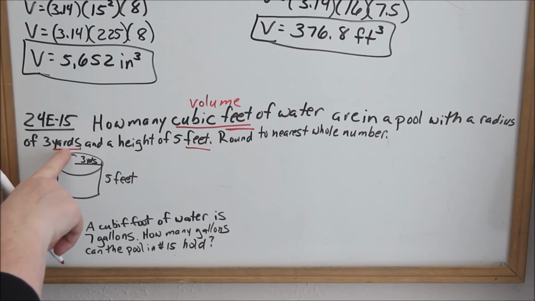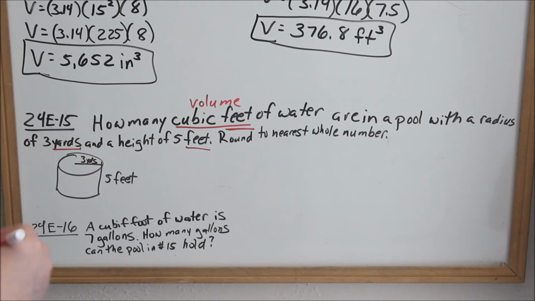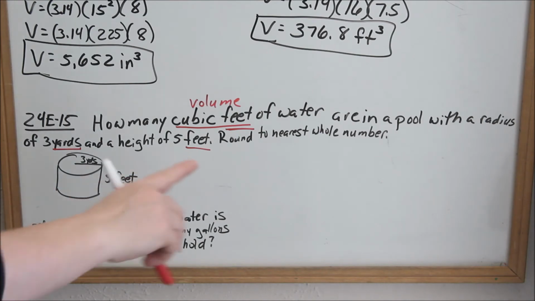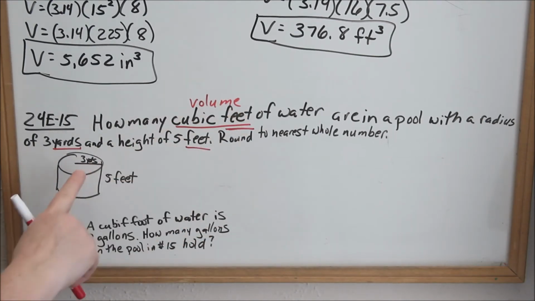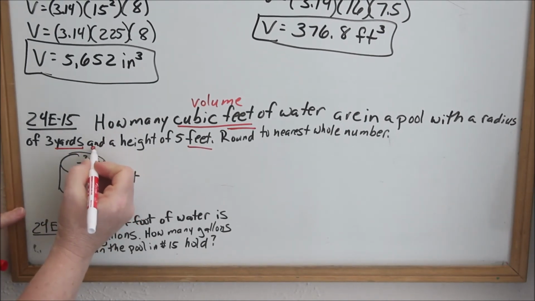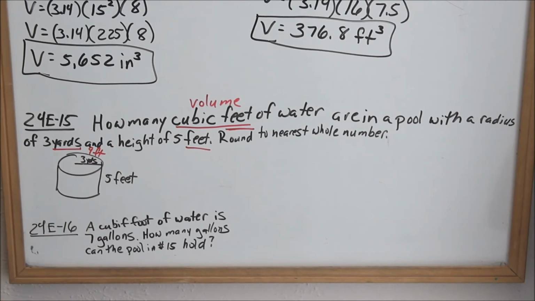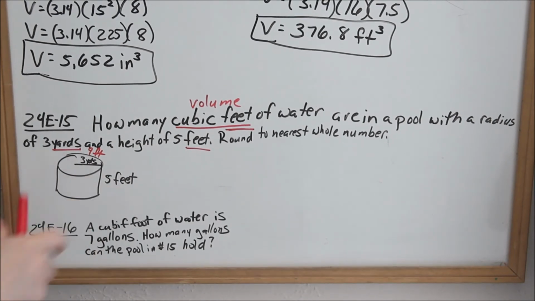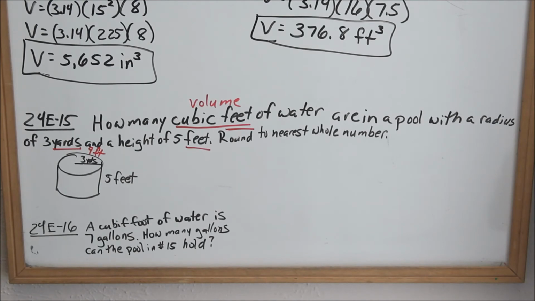Well, they tell us that the radius is 3 yards, the height is 5 feet. Your units don't match. You always, always need to have matching units before you can calculate. Since we want our answer in feet, we need to change this 3 yards into feet. So you have to go through the process. How many feet are in a yard? There are 3 feet in every yard. So if we have 3 yards and there are 3 feet in every yard, then that would be 3 times 3, which would be 9 feet. Which means my radius would be 9 feet. My height is 5 feet. Now all my units match.